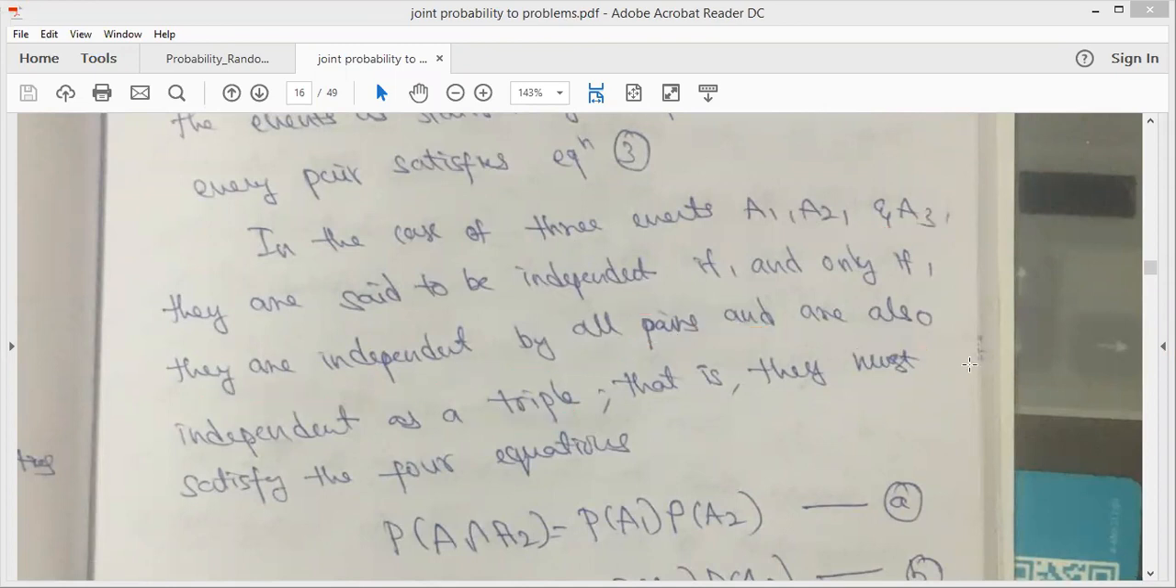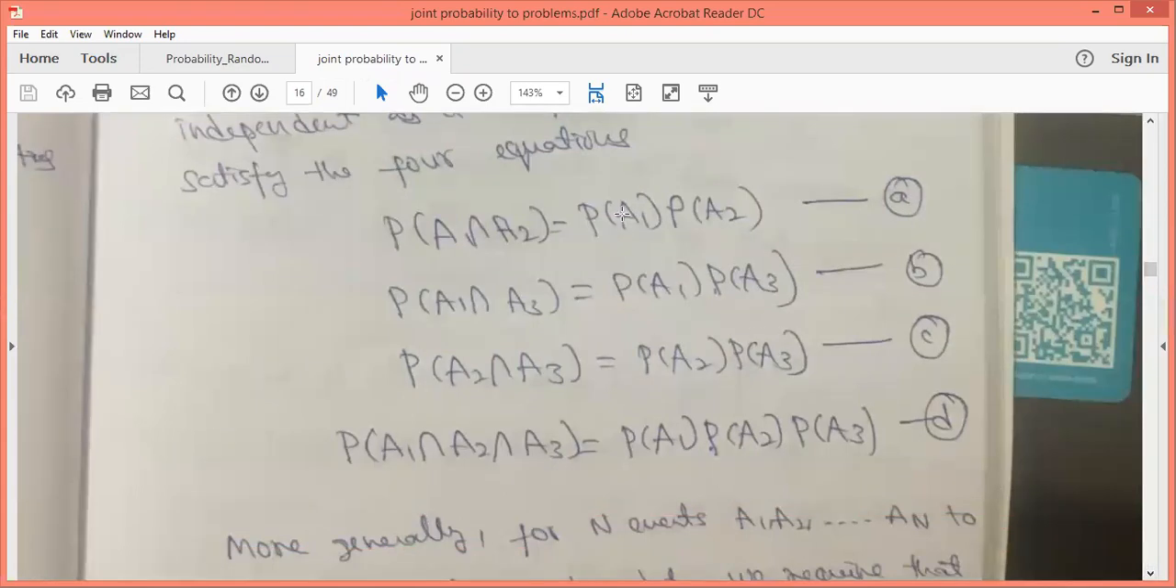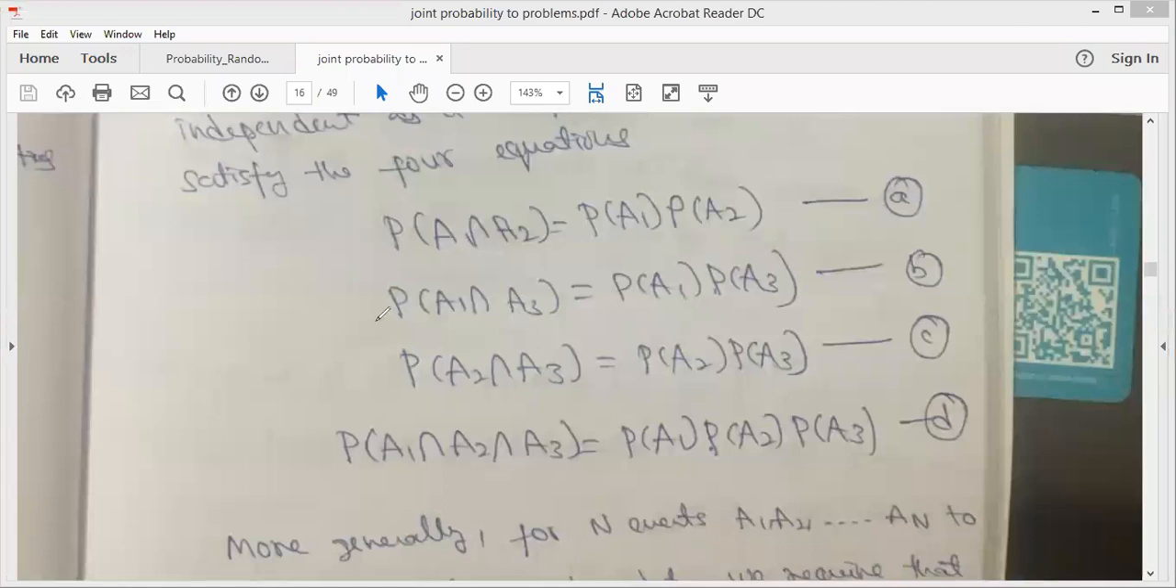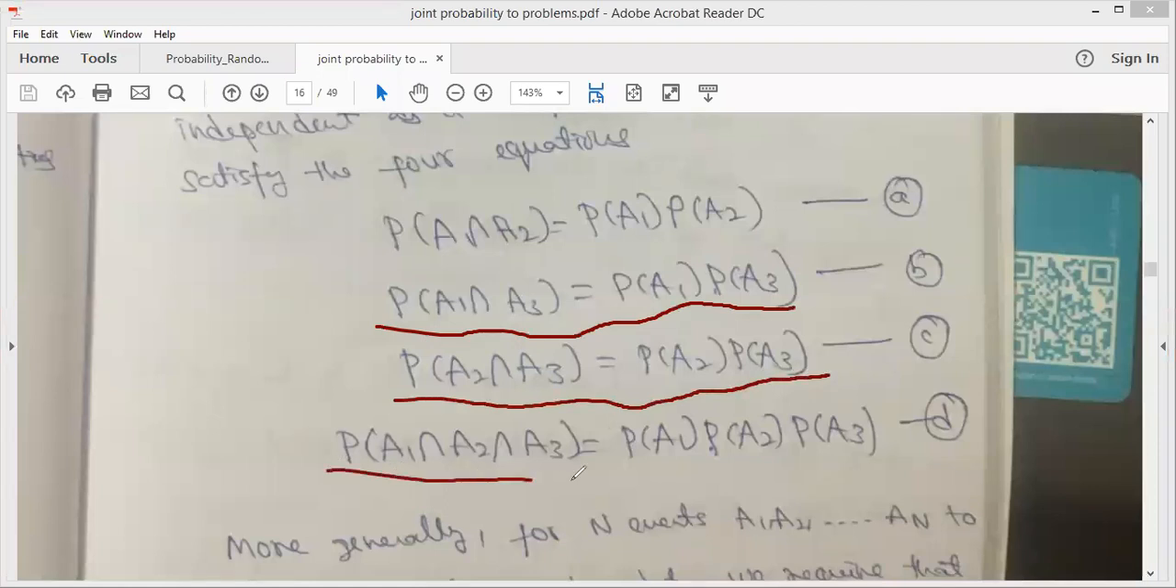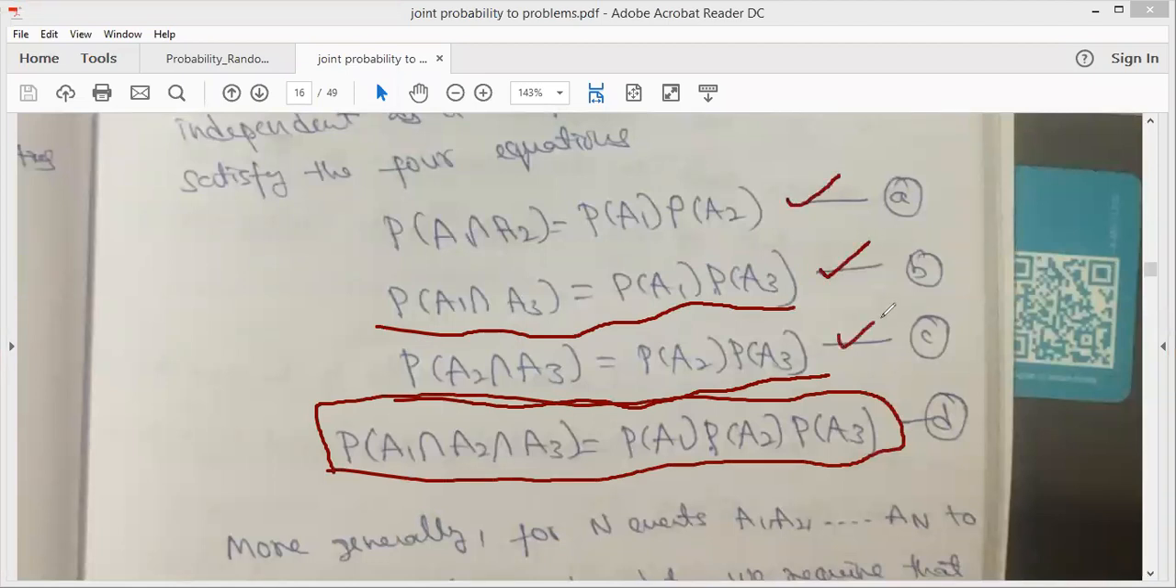What are the equations here? The equations are given like this: probability of A1 intersection A2 should be equal to probability of A1 into probability of A2, and probability of A1 intersection A3 should be equal to probability of A1 into probability of A3. Probability of A2 intersection A3 should be equal to probability of A2 into probability of A3. These three conditions are checking the independence by pairs.